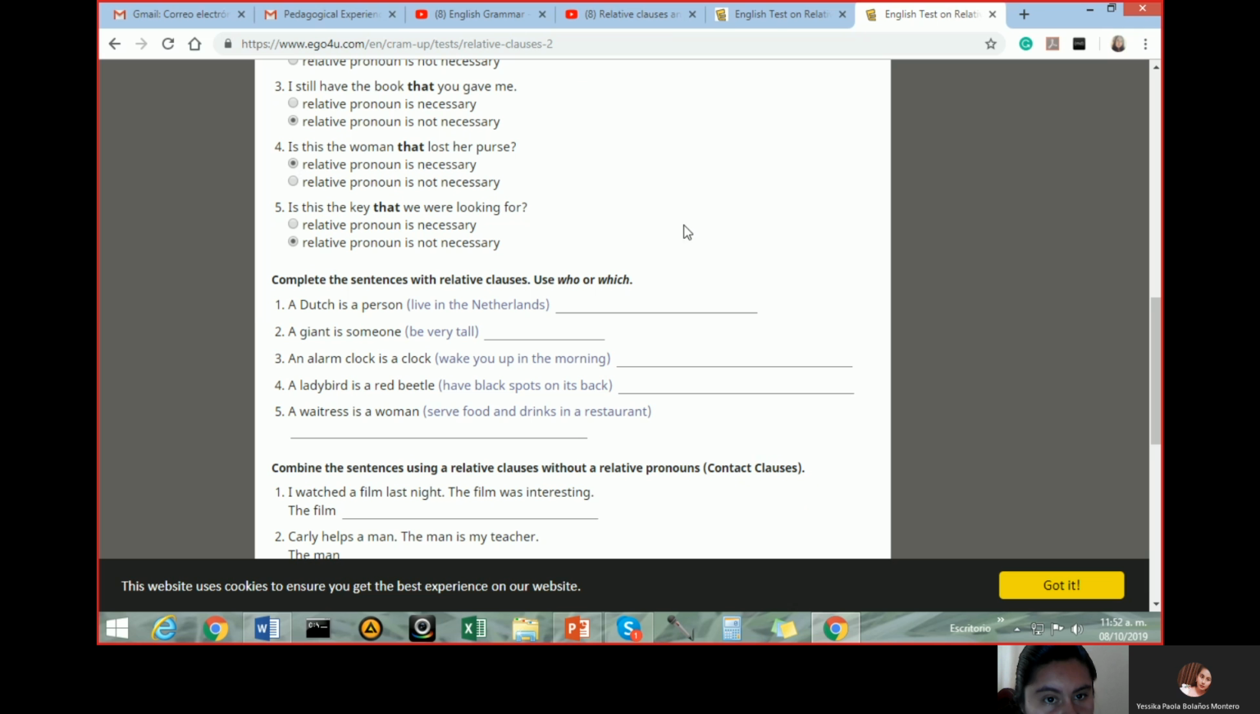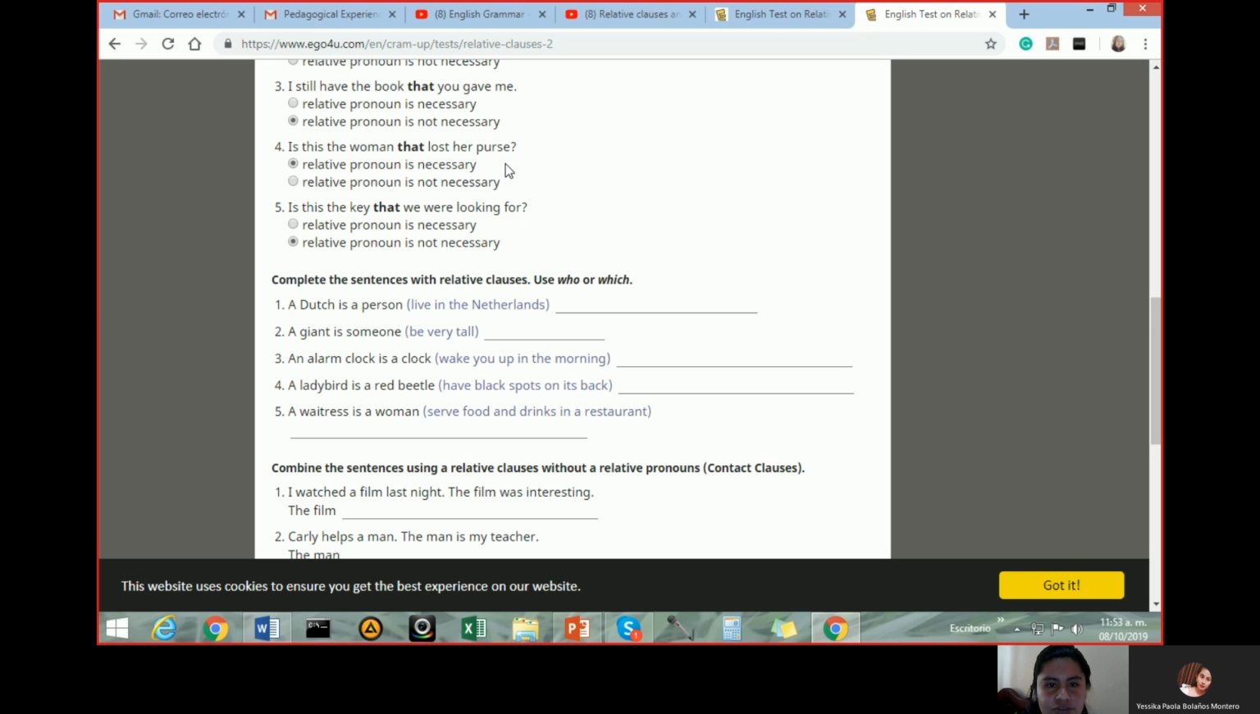Number four is necessary. Why? Because the woman is the subject, but we apply that the purse is hers. We can say: This is the woman that loses her purse. For this reason, we need the relative pronoun. Let me say that in Spanish.